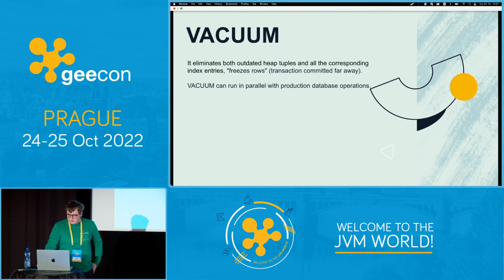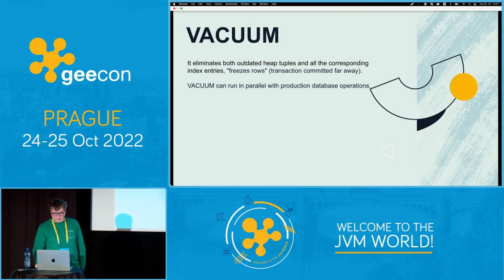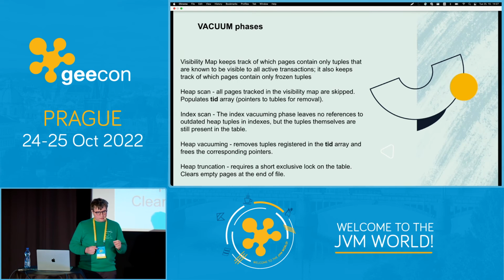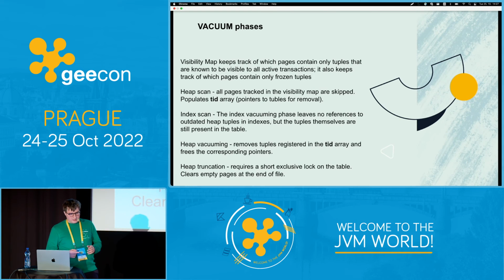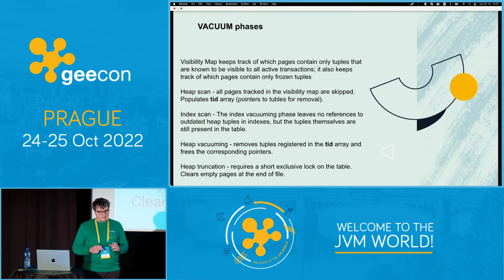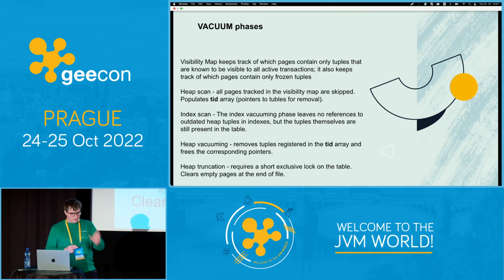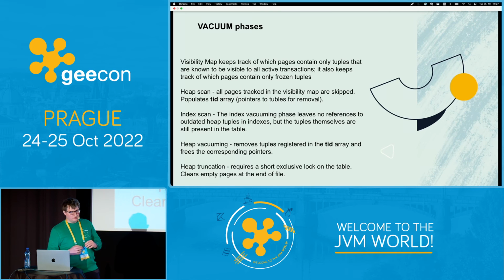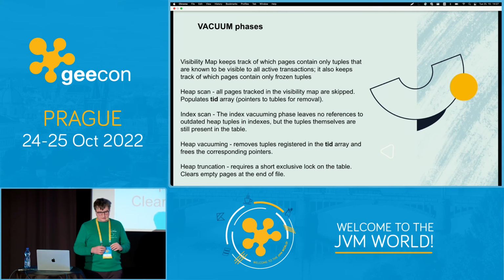So how is it done? Vacuum consists of steps. First, there is a visibility map that keeps track of, because again, you have pages. Those pages contain tuples, and you are interested in cleaning pages that have all the tuples outdated. So you do not touch pages that have valid data.